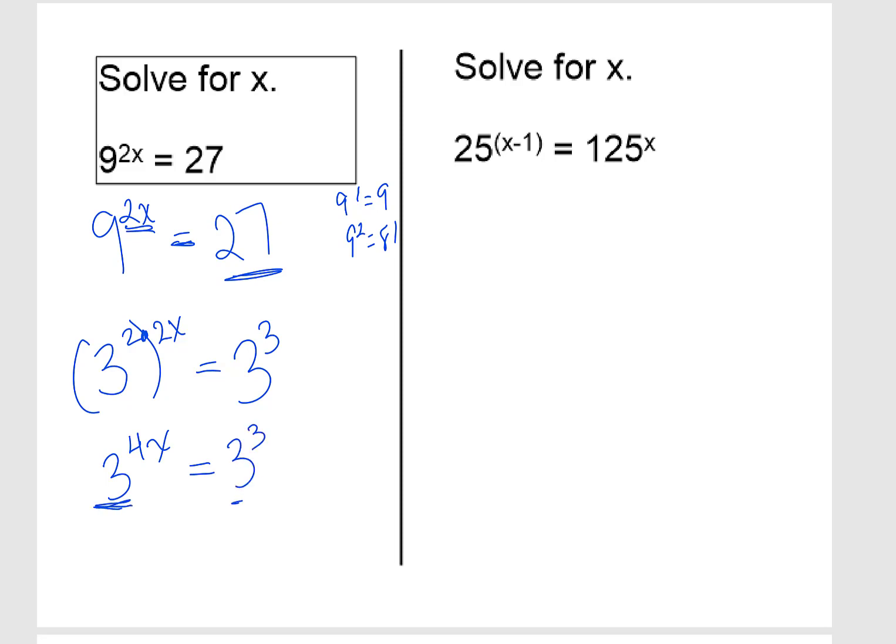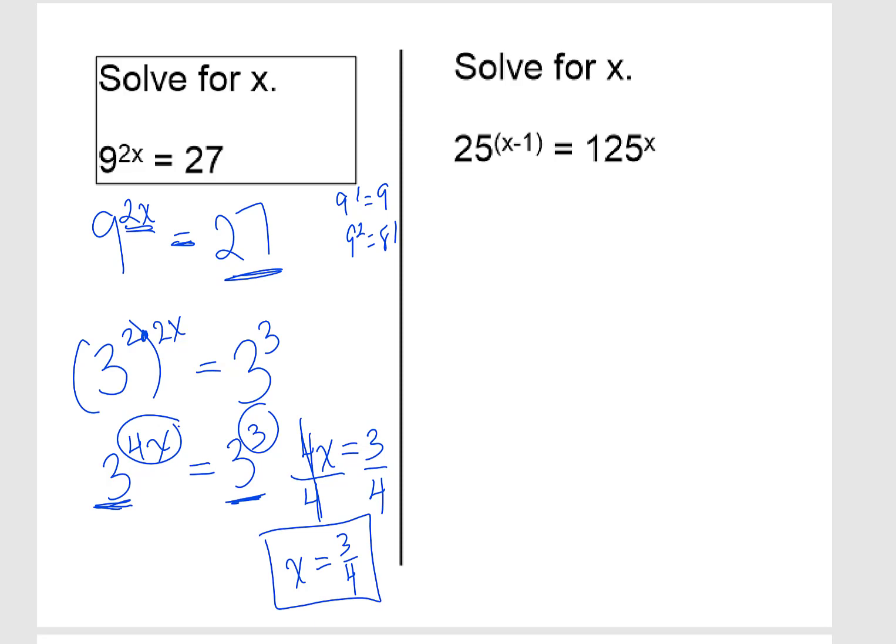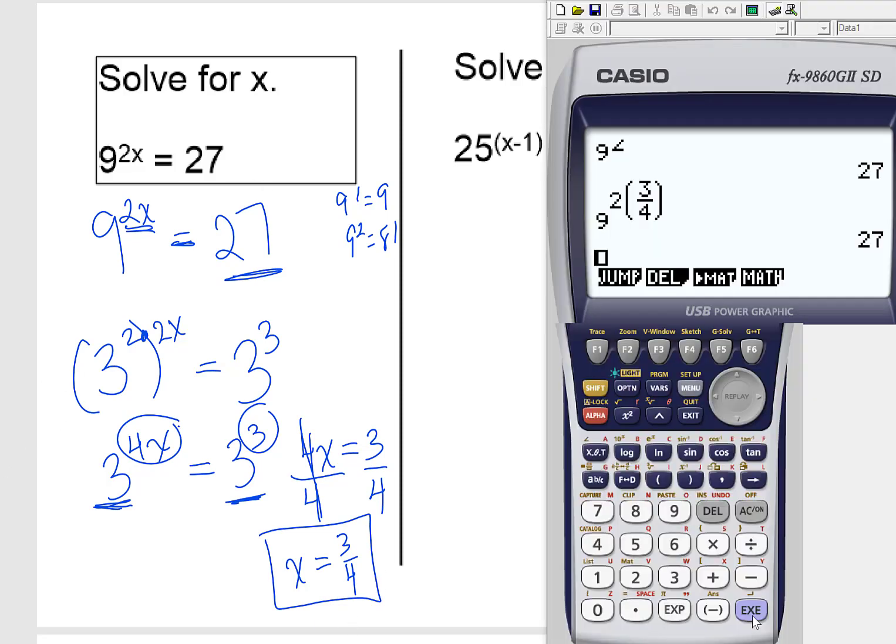My bases match. Therefore, I know that my exponents have to be equal if both the left and the right side are equal. So set this equal to each other. So I get x equals 3/4. That's what I get, but I'm going to check it. So I'm going to go straight to my calculator, and it equals 27. So we're good to go.